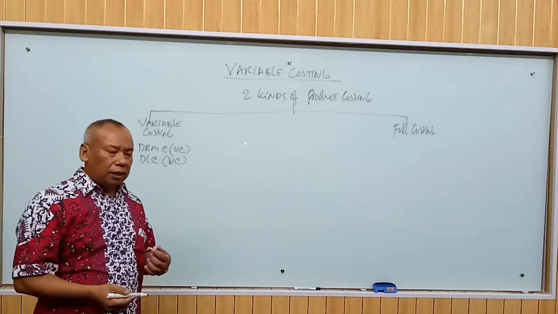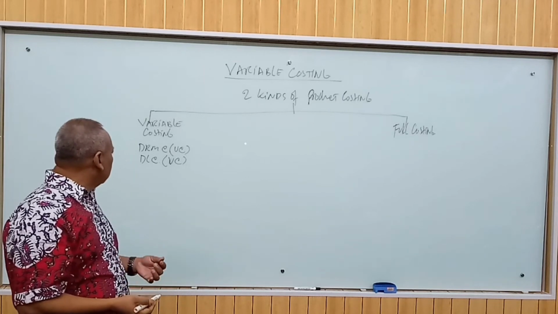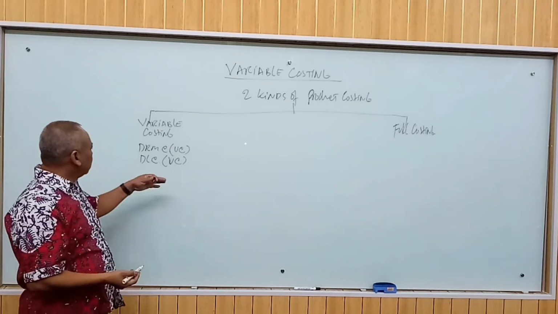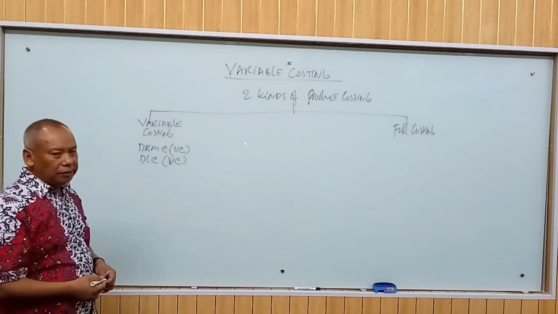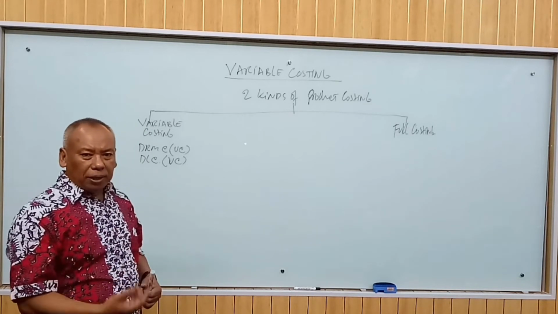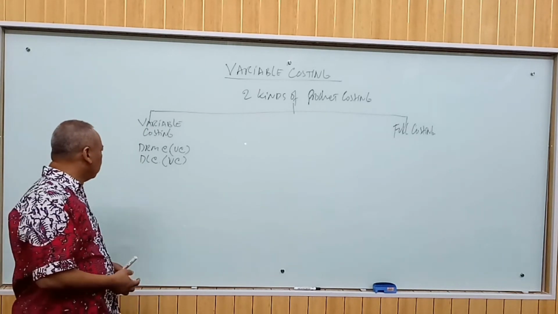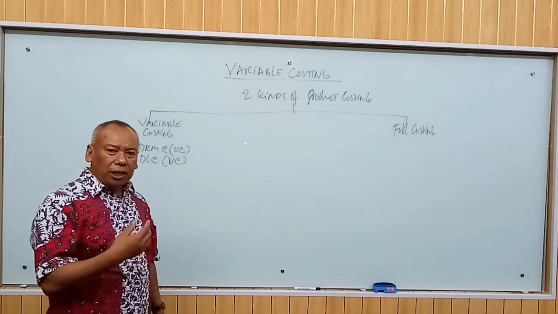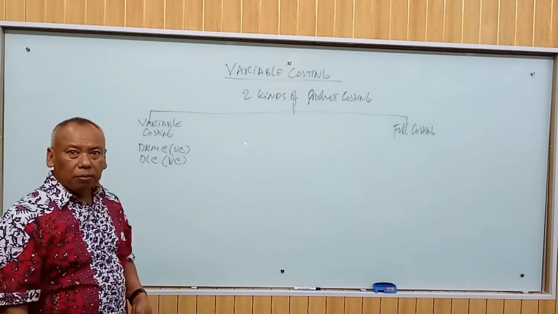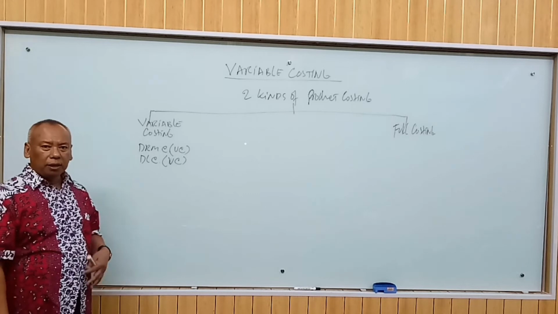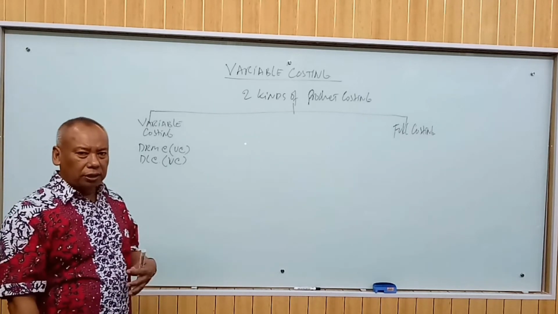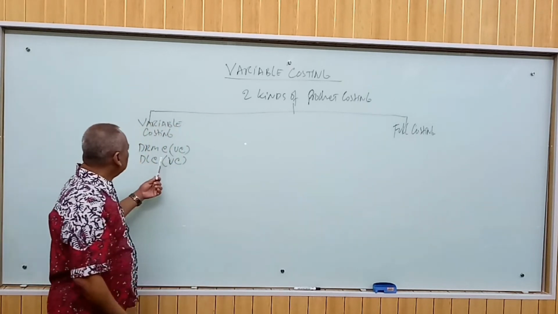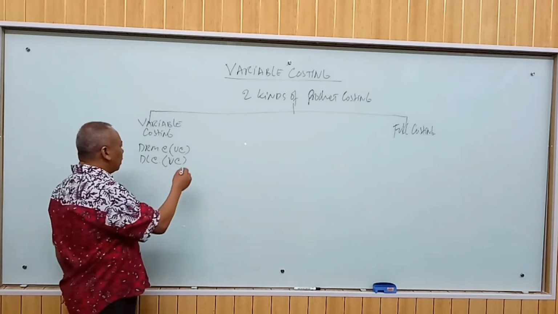Why are raw material cost and direct labor cost classified as variable cost? Because raw material cost and direct labor costs change proportionately with the changes of the units produced. The more units produced, the more raw material costs and also the more direct labor costs. So we classify them as variable costs.